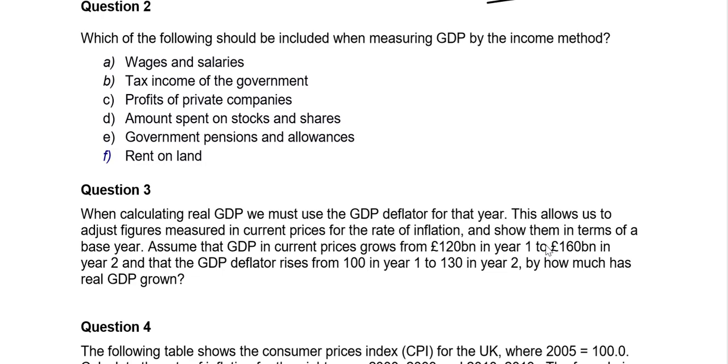Question number 2. Which of the following should be included when measuring GDP by the income method? Right, so we need to draw this now, this circular flow of income. If you remember, this is our productive sector, the firms. Industry is populated by firms that produce goods and provide services, and this is the household sector.